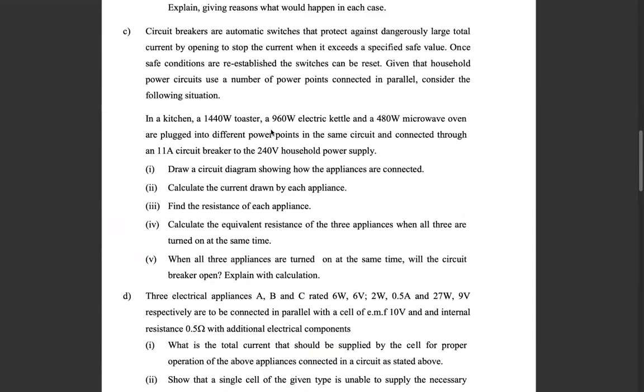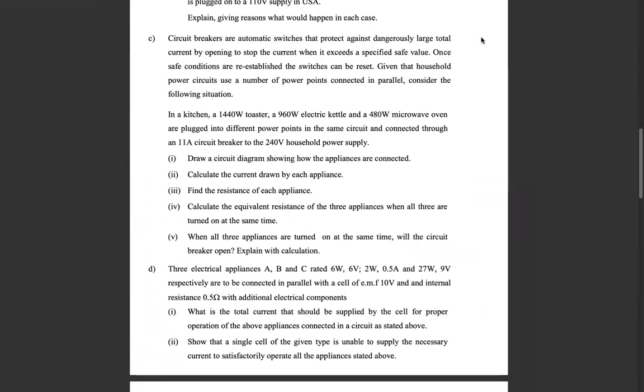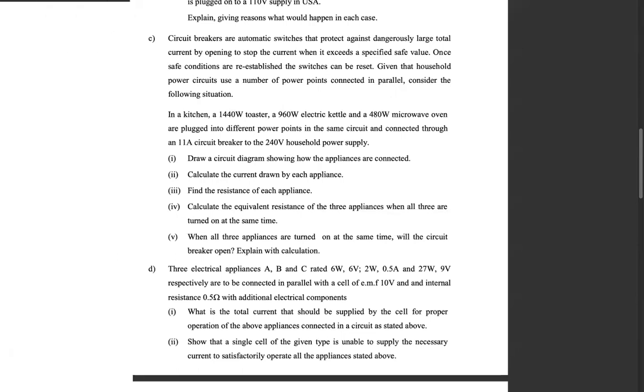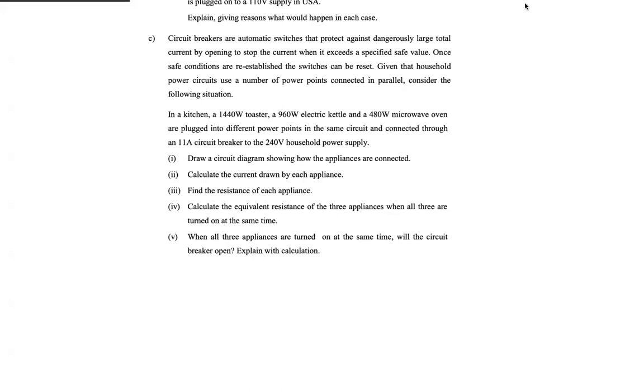Okay, so this is another question. This question is entirely based on power. So let's see what this is all about. Next part. Circuit breakers are automatic switches that protect against dangerously large total current by opening to stop the current when it exceeds a specific safe value. Once safe conditions are re-established, the switches can be reset. Given that household power circuits use a number of power points connected in parallel, consider the following situation.